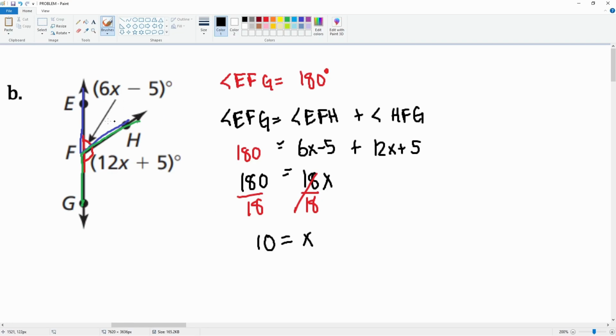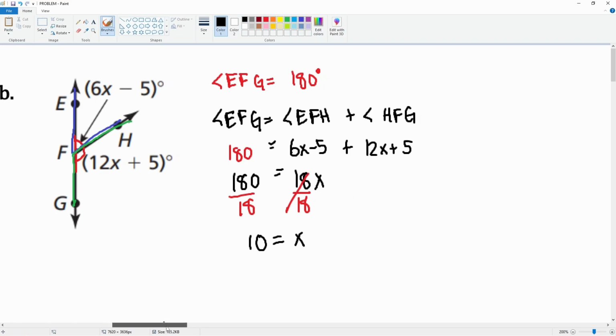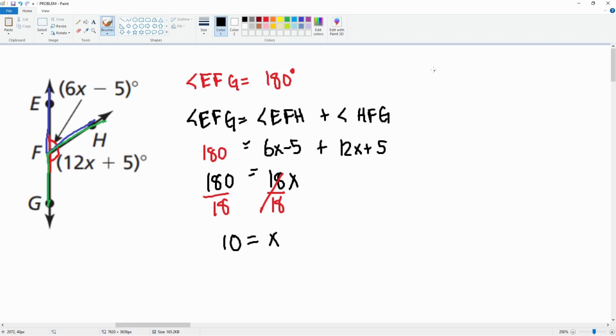We want to find the individual angles. So angle EFH is equal to 6x minus 5. 6 parentheses 10, because that is the x value that we just solved for, minus 5. This is 6 times 10 minus 5 gets you 55. This is the angle of EFH.